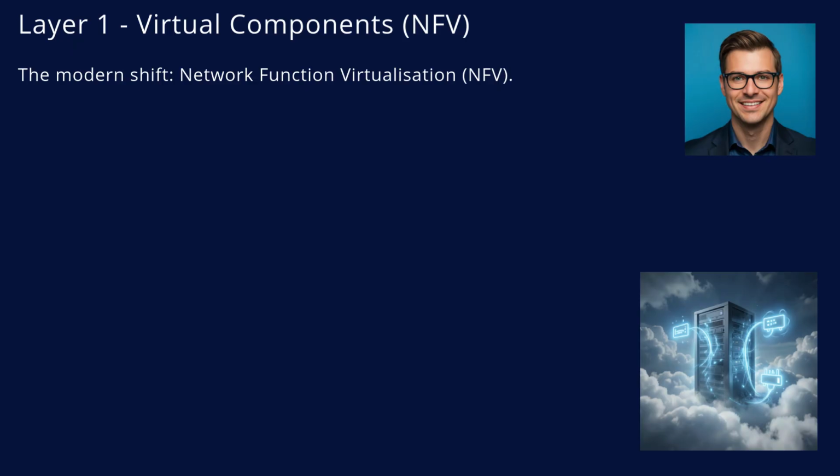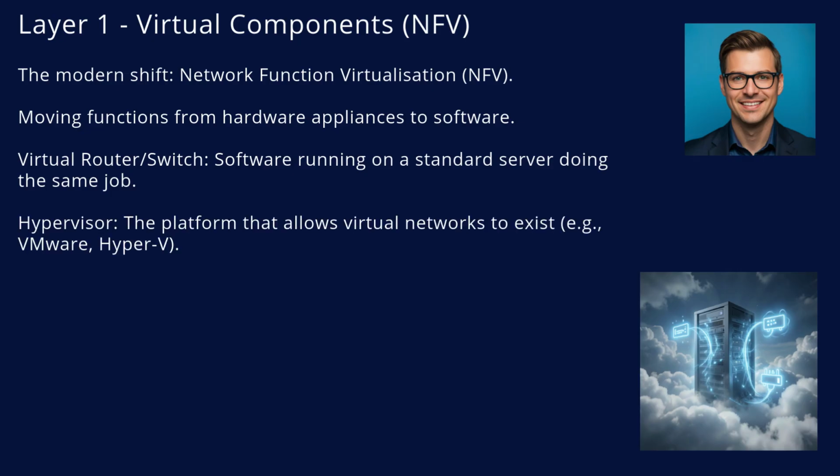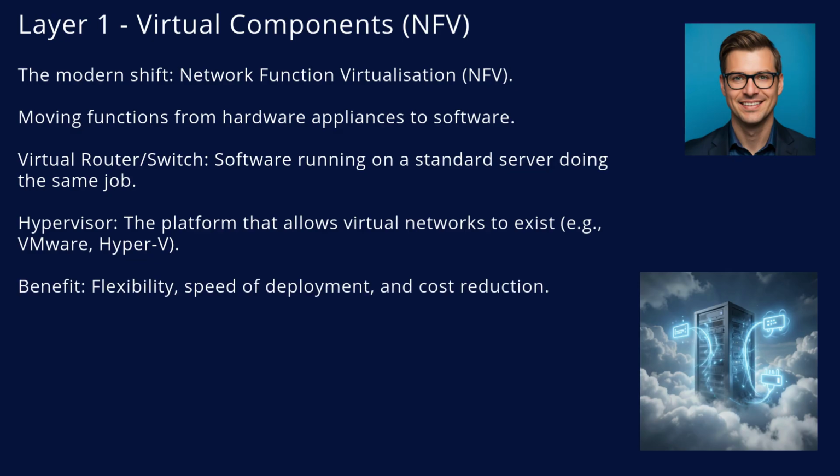Now, the industry is shifting. We are moving from physical boxes to virtual components. This is called Network Function Virtualization, or NFV. Instead of buying a specific metal box to be a router, we write software that acts like a router and run it on a standard server. You will encounter virtual switches, vSwitches, inside hypervisors like VMware. They connect virtual machines together just like a physical switch connects physical PCs. The role is the same, directing traffic, but the form factor has changed. This gives us massive flexibility and speed. You can deploy a virtual router in seconds, whereas shipping a physical one takes weeks.